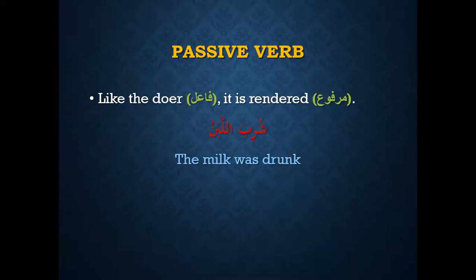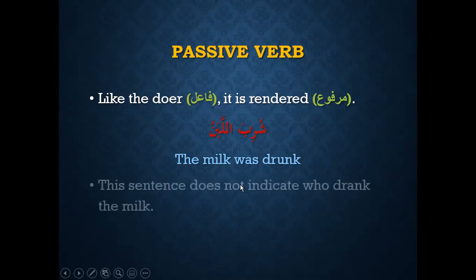But the object, which was al-laban, has been given the state of fa'il because it is naib fa'il. It has just been acting as fa'il. So fa'il is in marfu' state. That's why, despite the fact that an object should be in mansub state, this one is naib fa'il and it takes the state of fa'il because it is acting as fa'il.